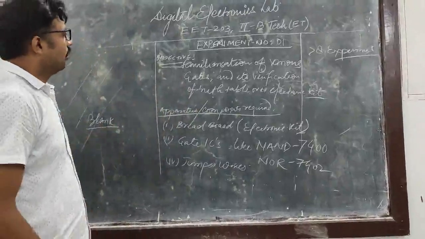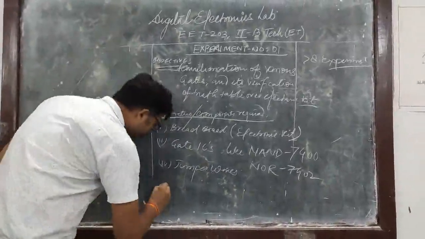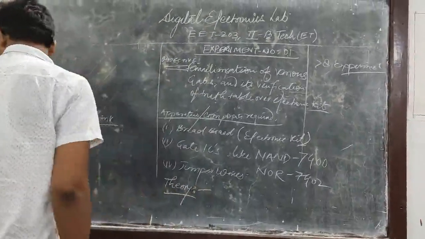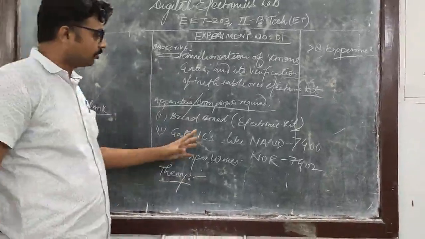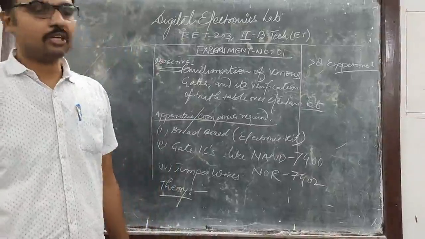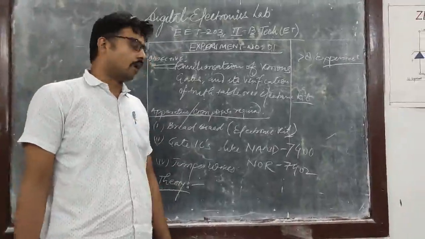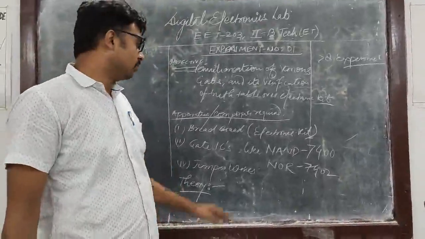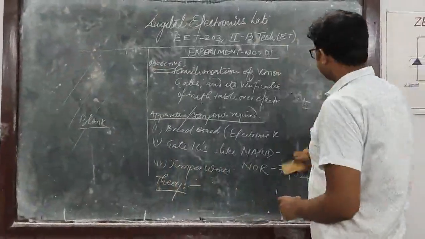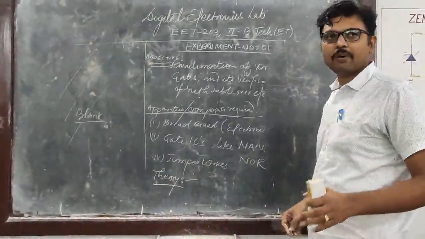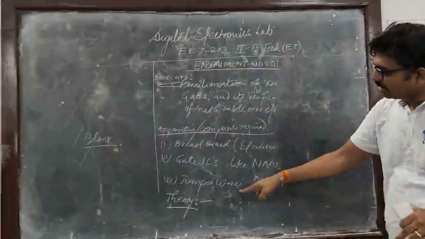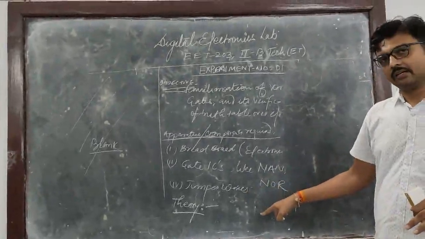After this you have to write the theory part. In theory, you have to write everything about the NAND and NOR universal gates, basic gates and special gates, how they work and what their truth tables are. All the theoretical part must be written in the theory. Then after theory, you have to perform the experiment on the electronic testing kit and verify all the truth tables which you have mentioned there.